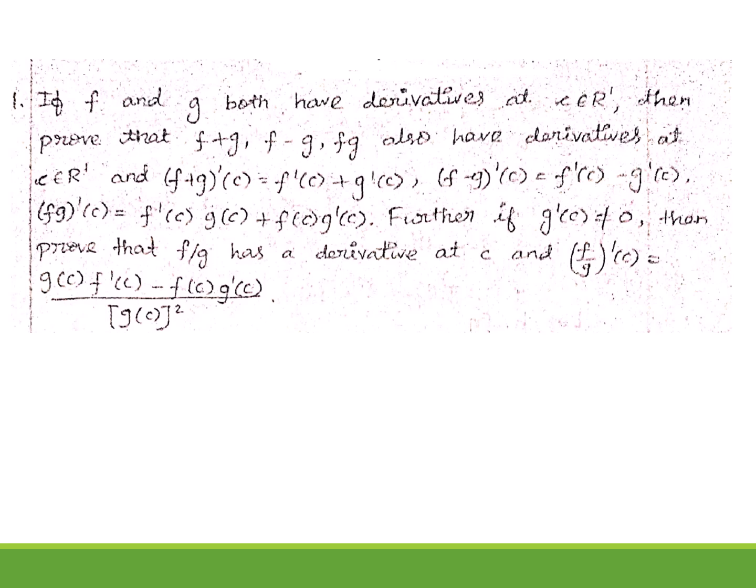Further, if g dash of c is not equal to 0, then we have proved that f divided by g has a derivative at c, and (f divided by g) dash of c equals (g of c times f dash of c minus f of c times g dash of c) divided by g of c whole squared.